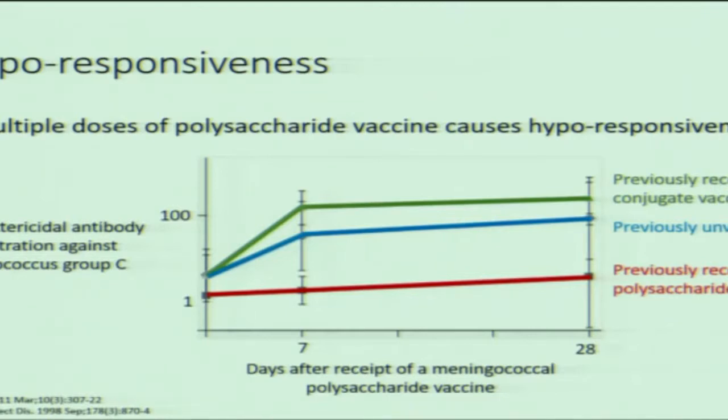Whereas the people who had previously received a polysaccharide vaccine actually had a blunted antibody response to their subsequent polysaccharide vaccine. And this is why leaving an appropriate interval in between the last polysaccharide vaccine that the patient has had and their conjugate vaccine now is so important.